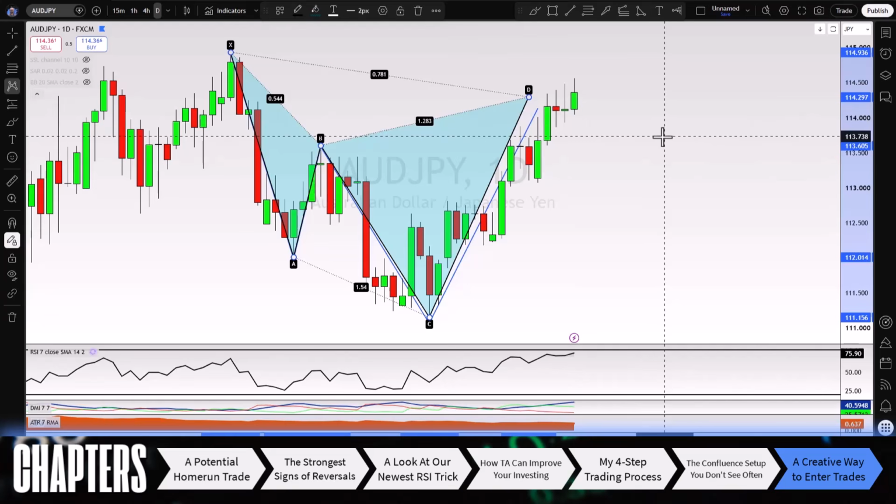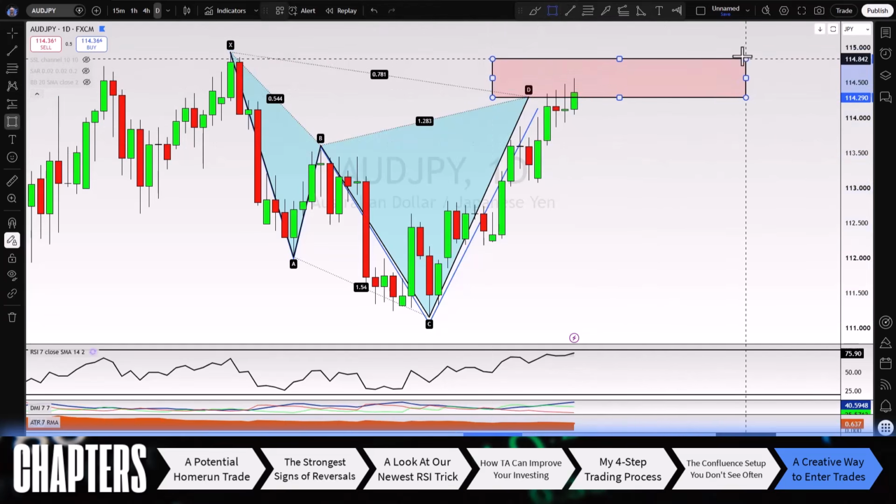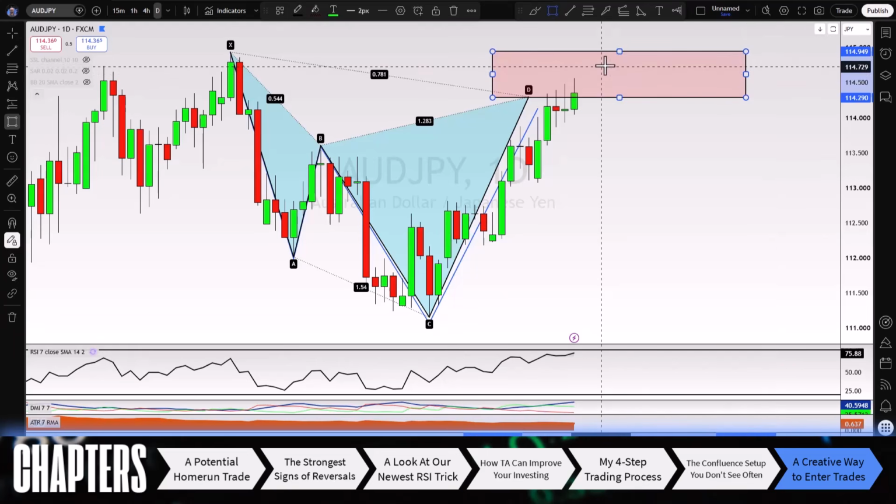So you can see this Cypher pattern has already completed, with the zone going from our 786 all the way up to our X leg. So when I say the zone of completion, it means that once we reach that 786 Fibonacci retracement, that is where the Cypher pattern is officially completed. If we were to break or close above the X leg, then the Cypher pattern would be invalidated.